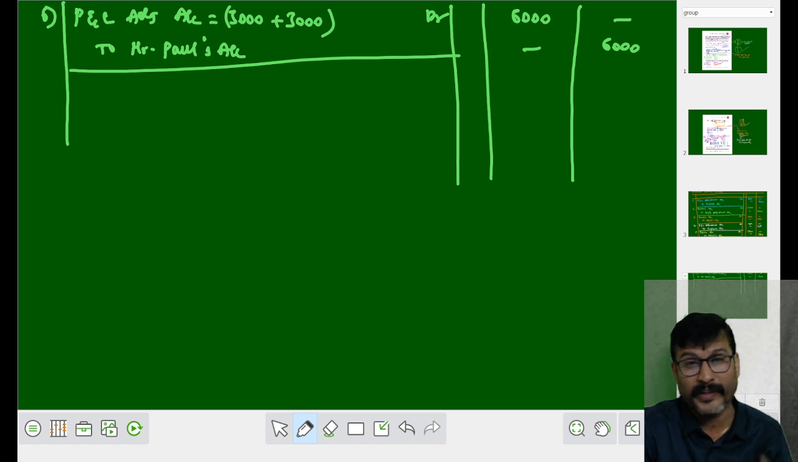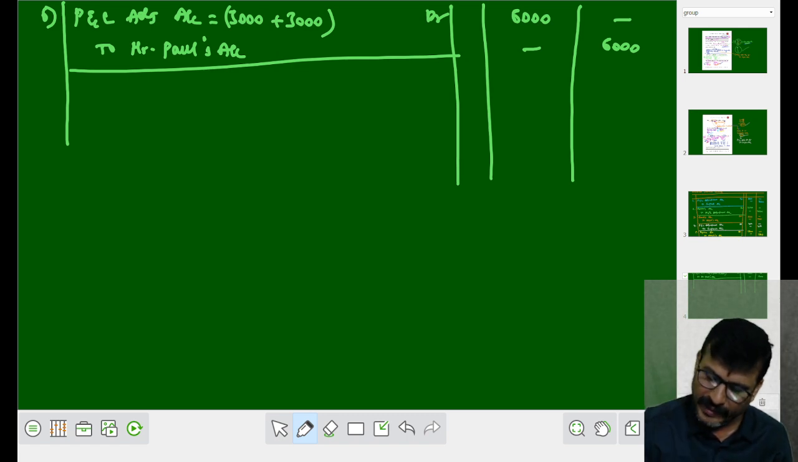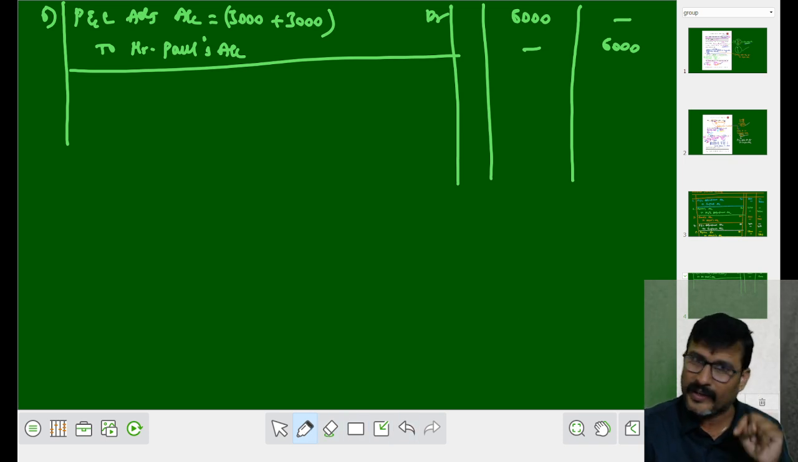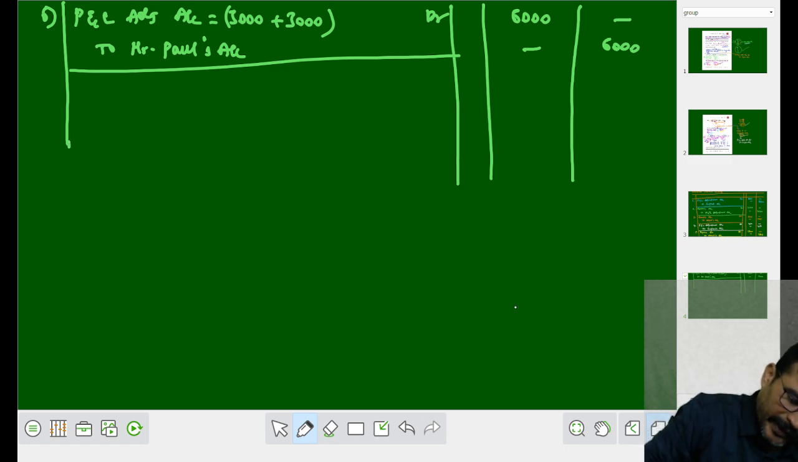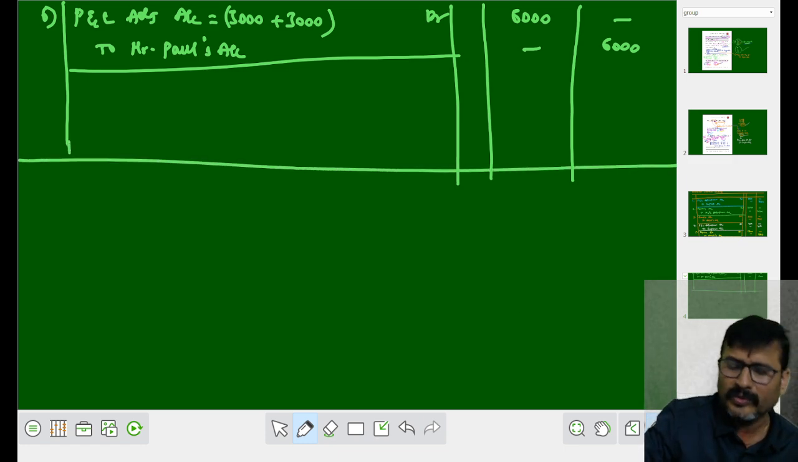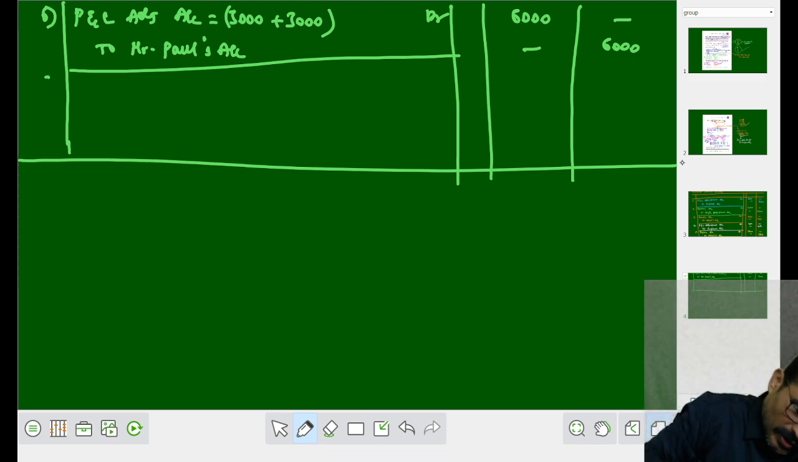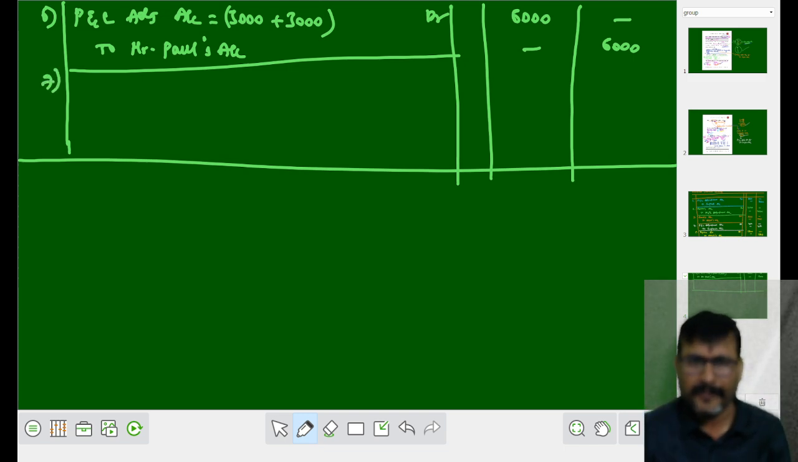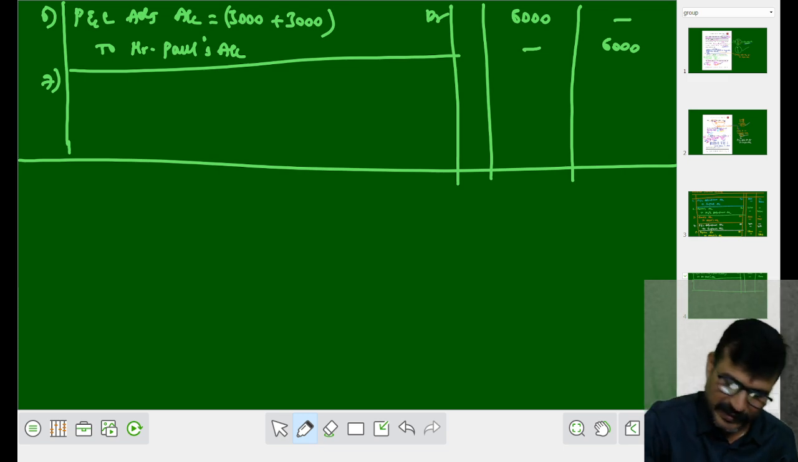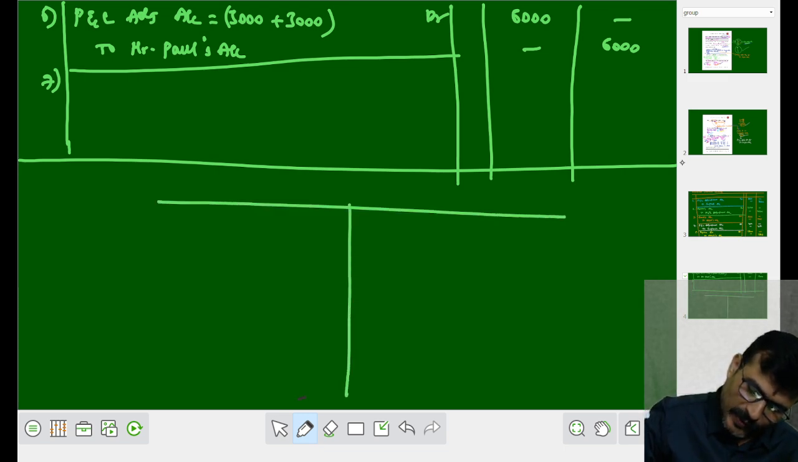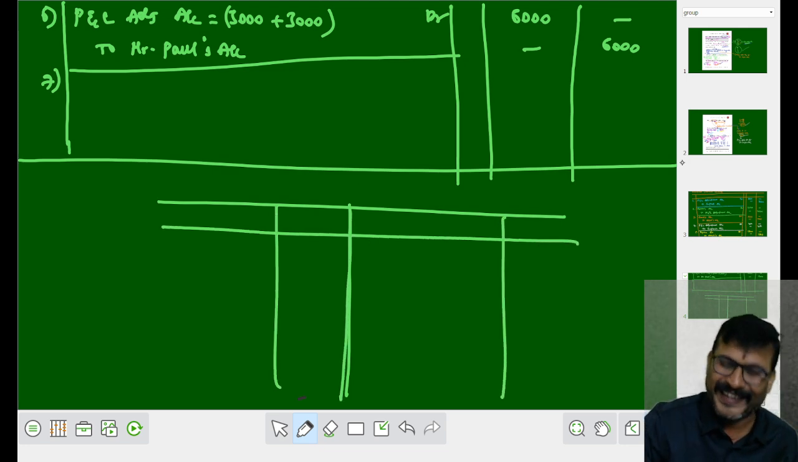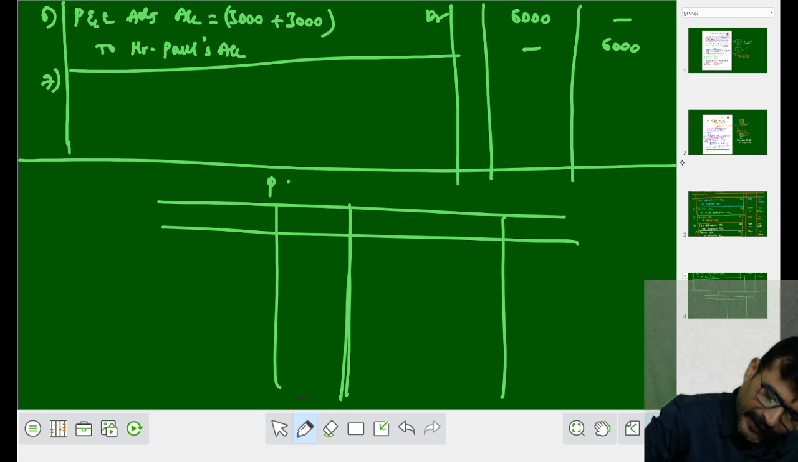Since it is the rectification of the next year, compulsorily what we have to prepare? Compulsorily we have to prepare P and L adjustment account. From the P and L adjustment, the balance goes to capital account. So you mention the entry number 7. Try to have around 5 to 6 lines gap, because that is required for passing one more entry after completion of your P and L adjustment account. Let me prepare a P and L adjustment account.